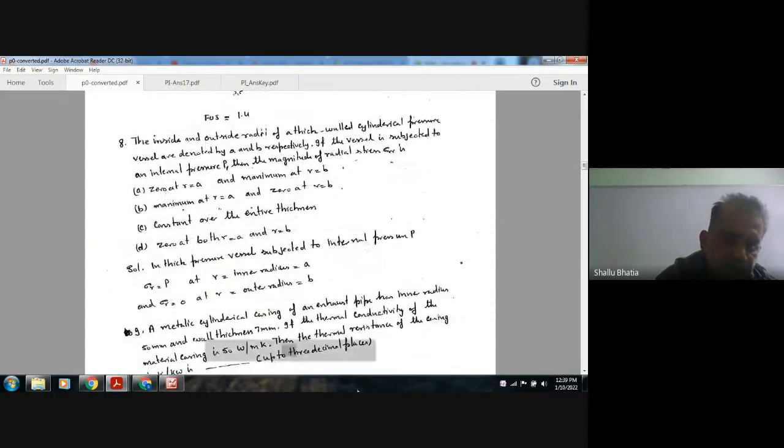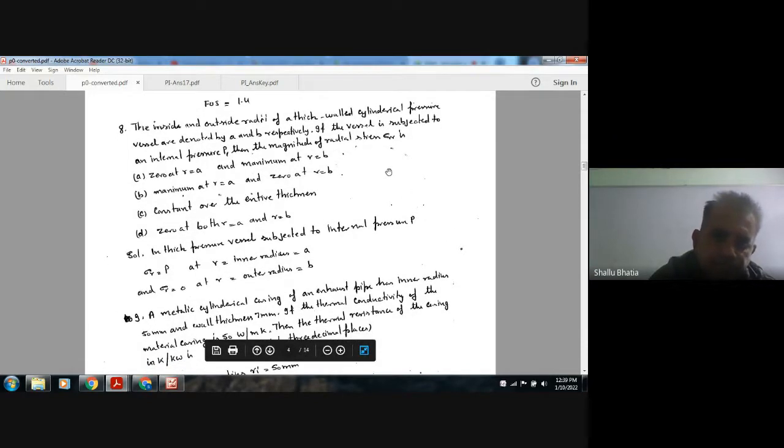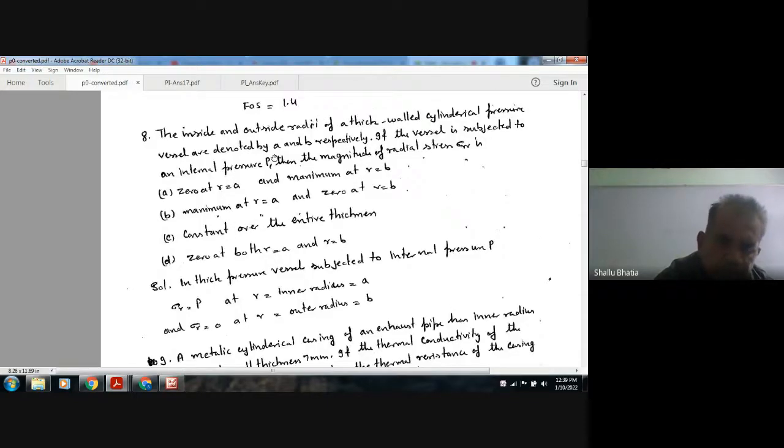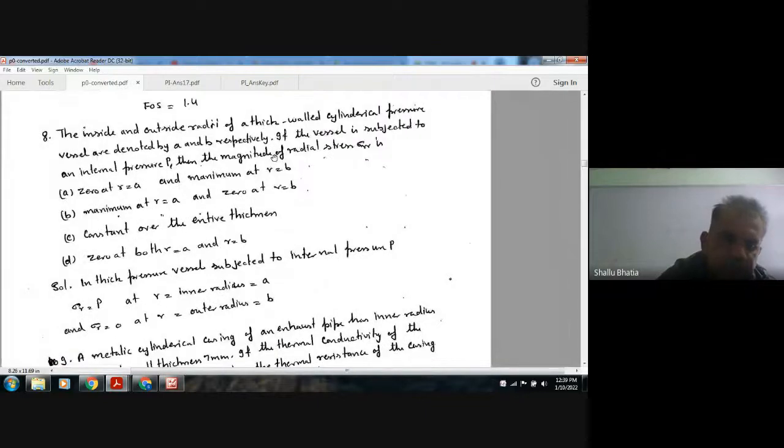Next, the inside and outside radii of a thick walled cylindrical pressure vessel are denoted by A and B respectively. If the vessel is subjected to an internal pressure P1, the magnitude of the radial stress sigma RR is: A, 0 at R equal to A, maximum at R equal to B; B, maximum at R equal to A, and 0 at R equal to B; C, constant over the entire thickness; D, 0 at R equal to A and R equal to B.